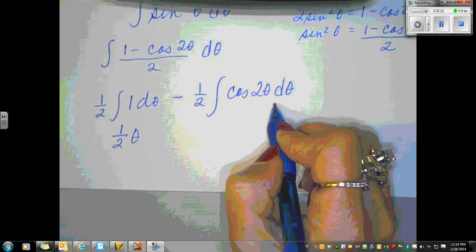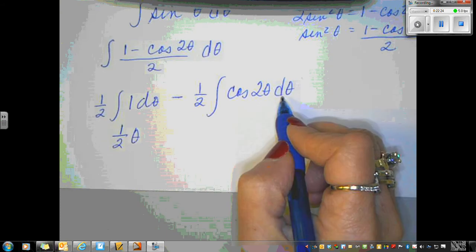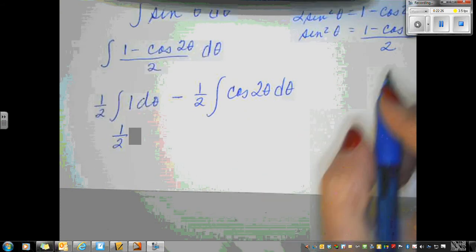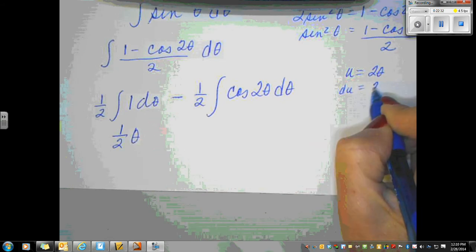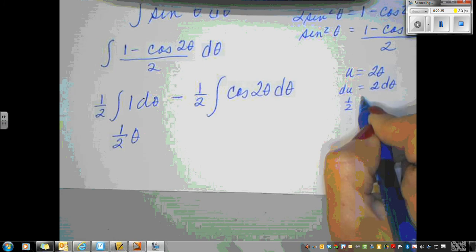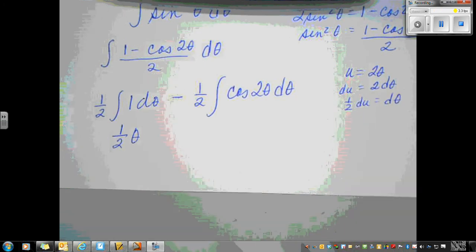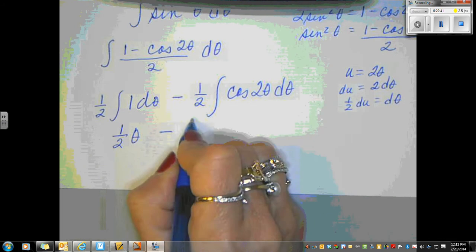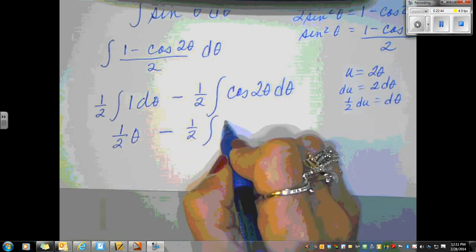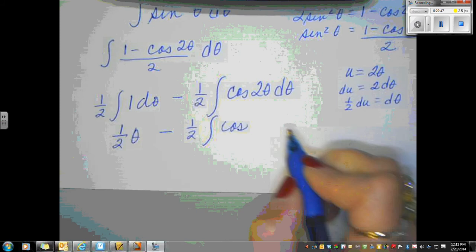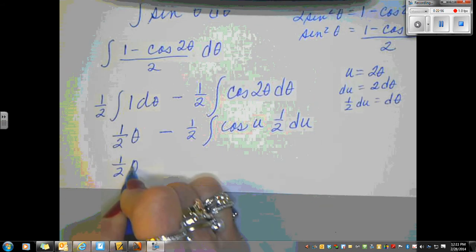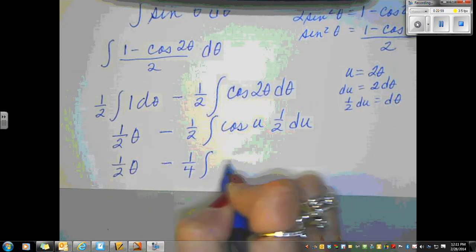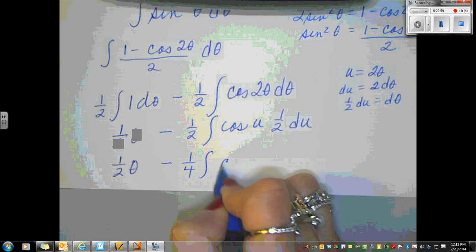This thing is a U substitution, which is another one of your favorites. U equals 2 theta. Du equals 2 d theta. 1/2 du equals d theta. So then I have minus 1/2 the integral of cosine u 1/2 du. So now I have 1/2 theta minus 1/4 the integral of cosine u du.